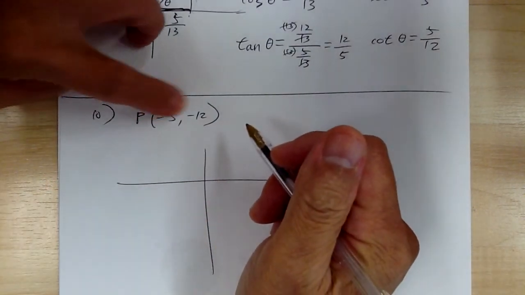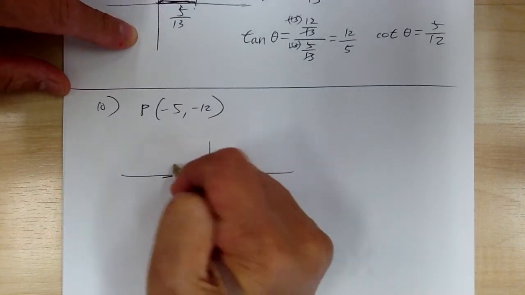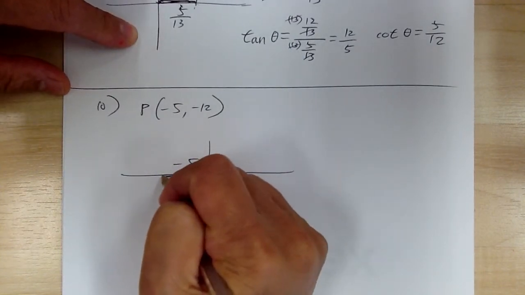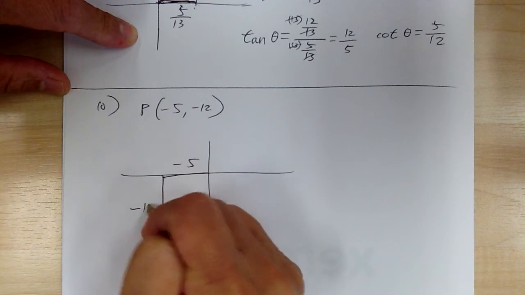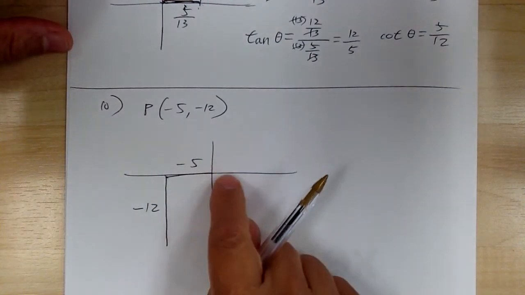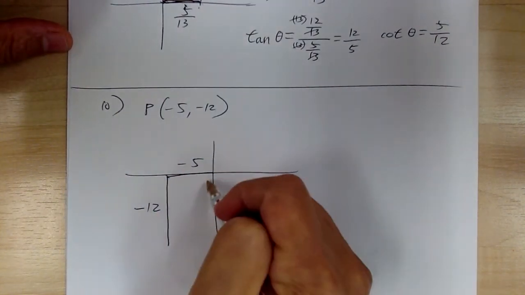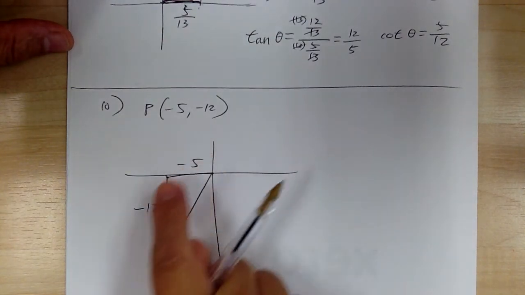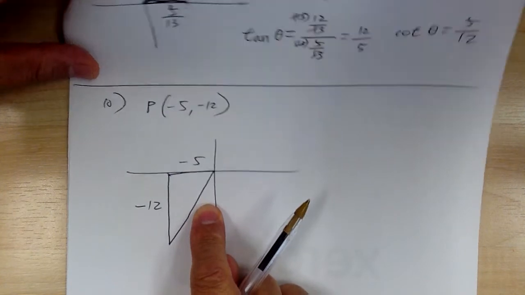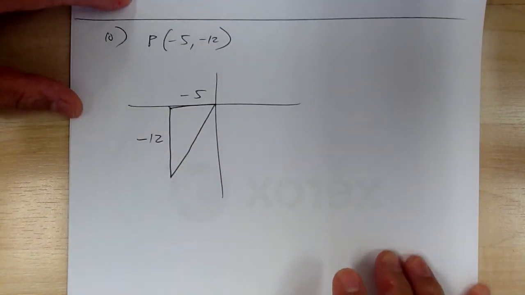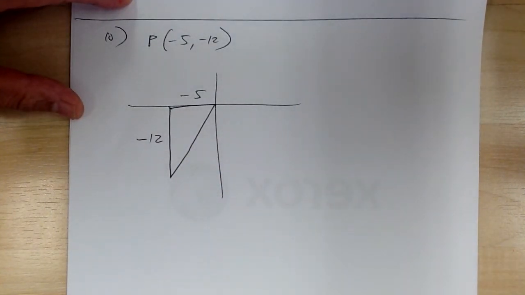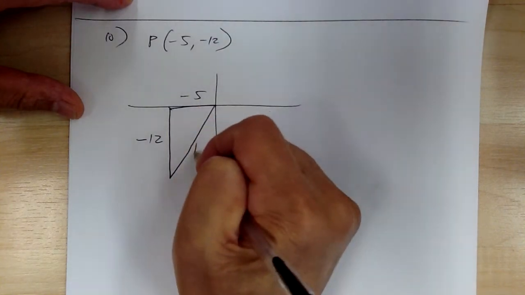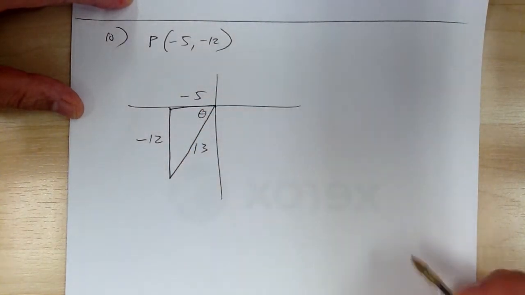So again, this is short, this is long. So you go -5, and then you go down -12. Right? Short, long. And draw your hypotenuse. And if you remember, again, that's your 5, 12, 13 special triangle. And radius or hypotenuse is always positive. It does not have a direction. It's always positive. So it'd be 13, and so you have your theta, right?